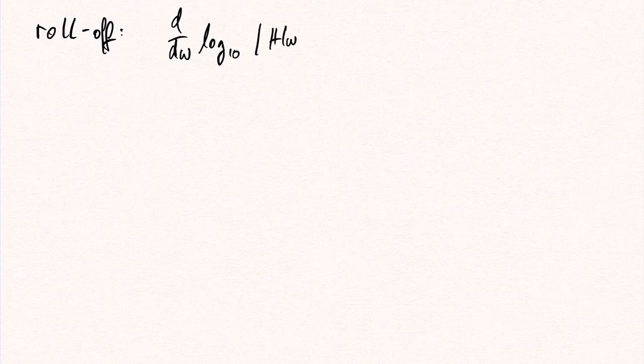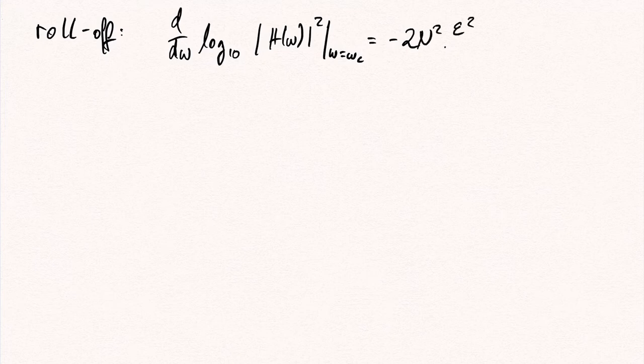As a result of this, the roll-off rate, which is the first derivative with respect to omega of the logarithm to the base 10 of the magnitude of the frequency response squared at the cutoff frequency, is equal to 2n squared epsilon squared over epsilon squared plus 1. So for a constant ripple control factor epsilon, the roll-off improves quadratically with the order n.